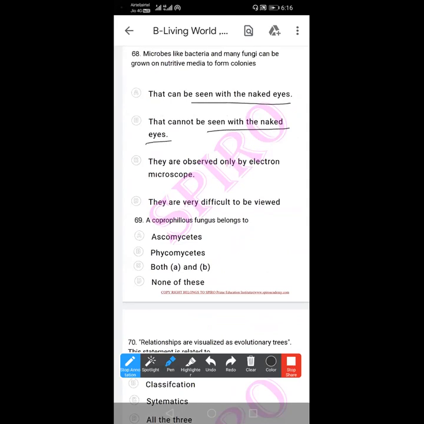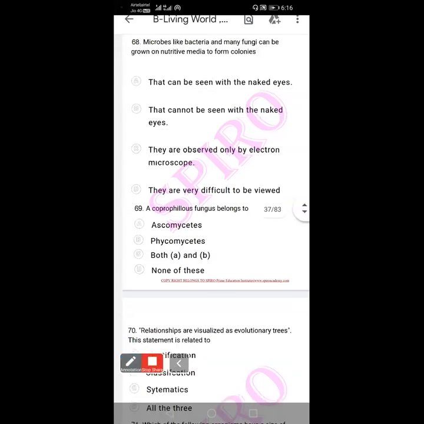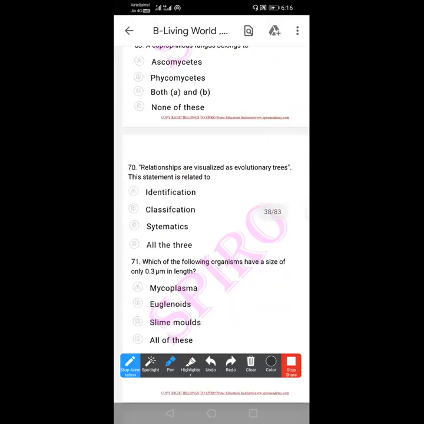That cannot be seen with the naked eyes. They can be observed only by the electron microscope. The correct option is that they can be seen with the naked eyes. Yes. When you grow a particular bacteria or fungi in a petri dish, you can see it with your naked eyes. And next question, a coprophilous fungus belongs to.